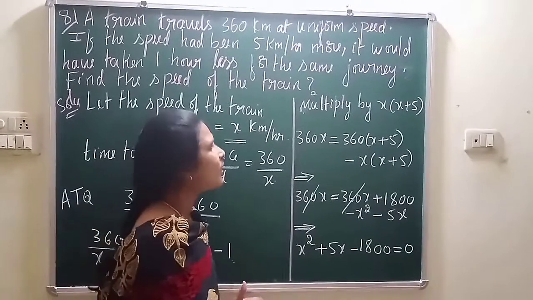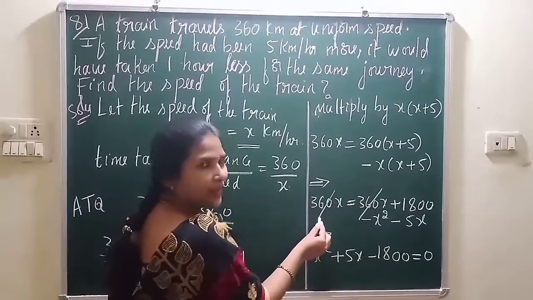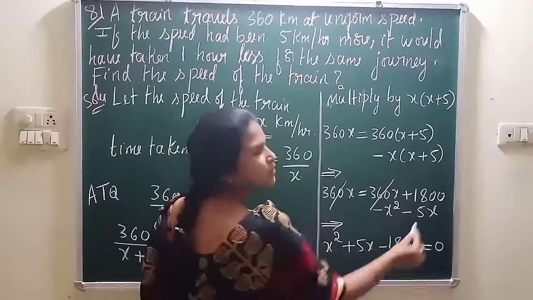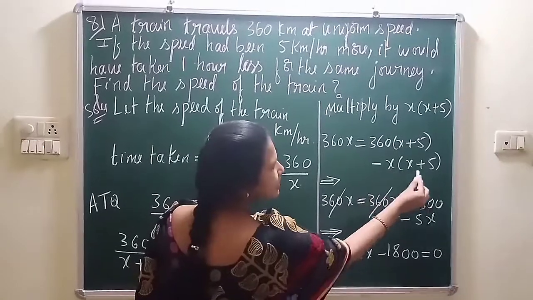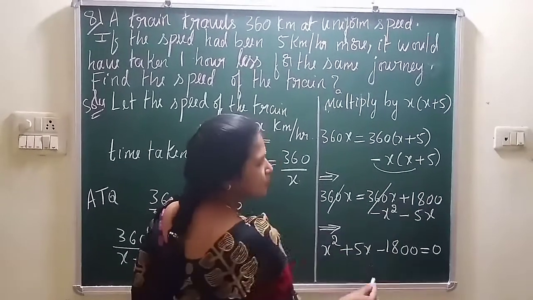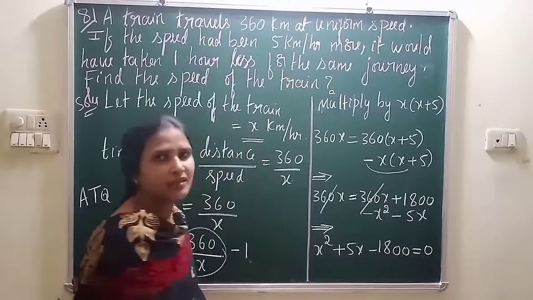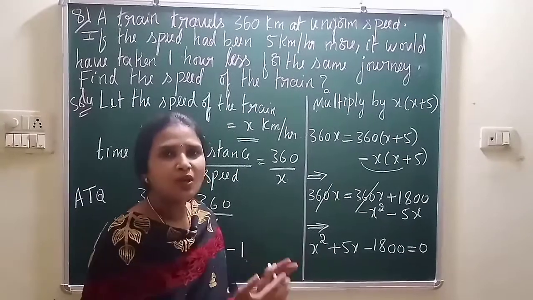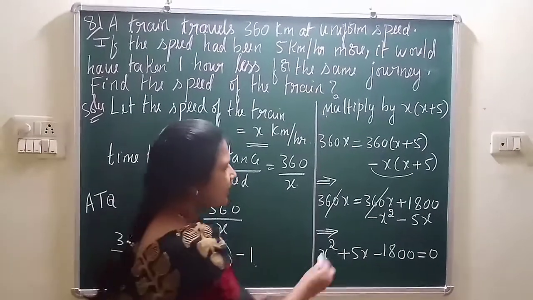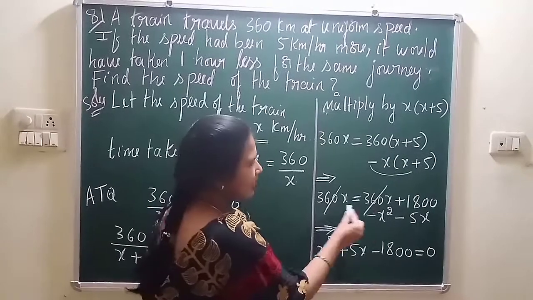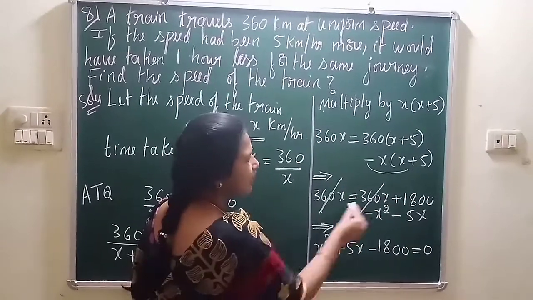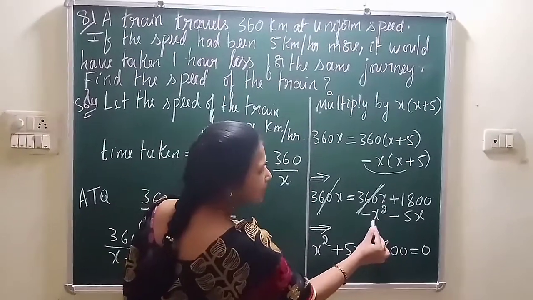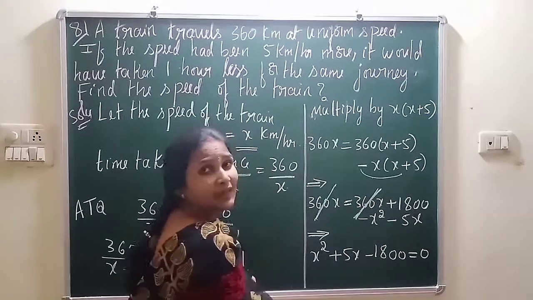Now simplify this to get a quadratic equation. 360x write as it is, 360 into x is 360x, 360 into 5 is 1800, and minus x into x is minus x square, minus into plus, minus x into 5 is 5x. Now either you can shift left to right or right to left. Before you do that, observe whether any like terms are there on either side. You can observe 360x on the left side and 360x on the right side. Both are equal, so you can cancel these two. What is remaining now? We have minus x square minus 5x plus 1800.